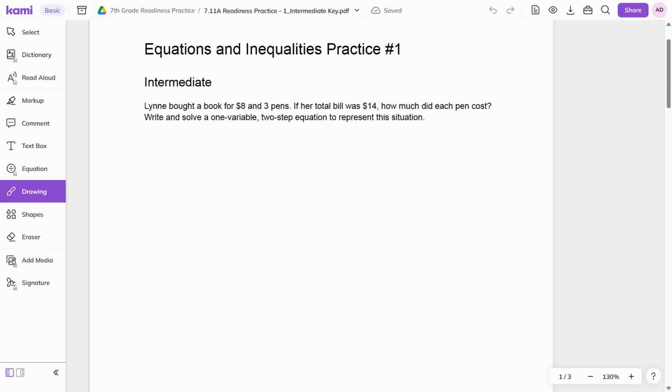So we have a word problem here. We need to write and solve a one-variable two-step equation. All right, so Lynn bought a book for $8 and 3 pens. Okay, so our book is going to be $8. And then we've got pens. So I'm going to draw it like that. We've got 3 pens, and we don't know how much they cost, but the whole thing equals $14.